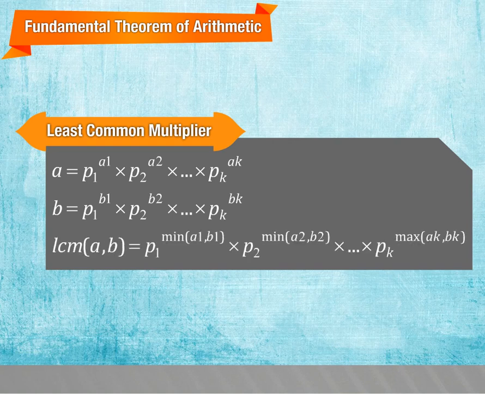LCM of (a, b) is equal to p1 to the power maximum of (a1, b1) into p2 to the power maximum of (a2, b2) and so on up to pk to the power maximum of (ak, bk).